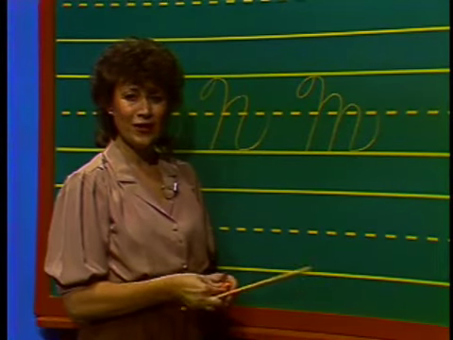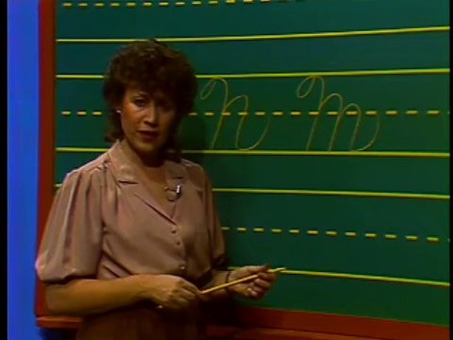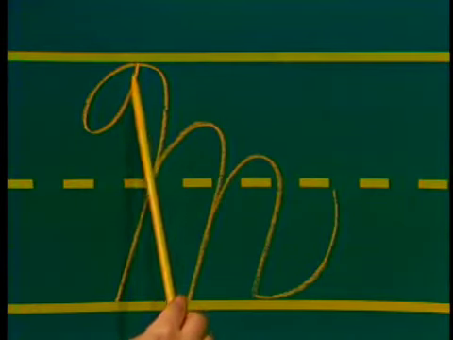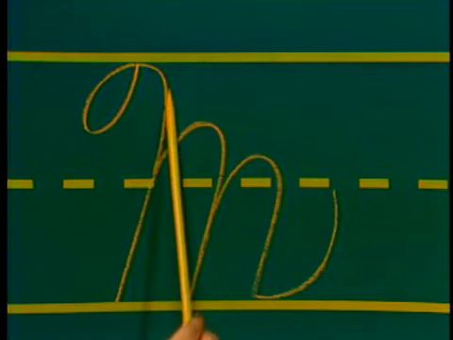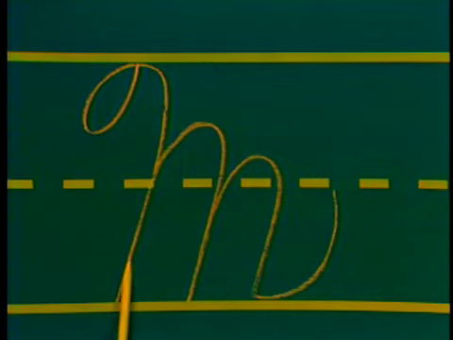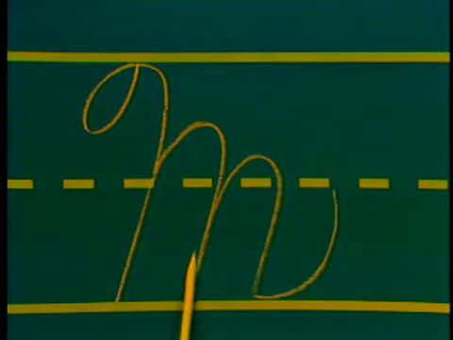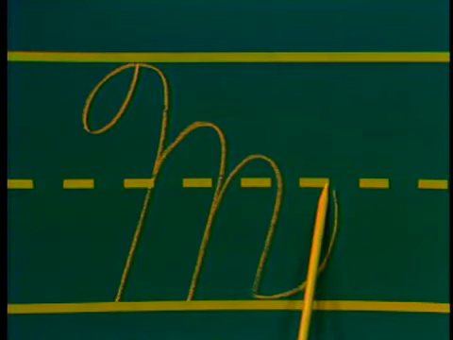Hold your pencil in the air and make the capital letter M as I trace this one. Ready? Begin. Vertical loop, curve forward, slant. Retrace, overcurve, slant. Retrace, overcurve, slant, and undercurve to the midline for the finish.